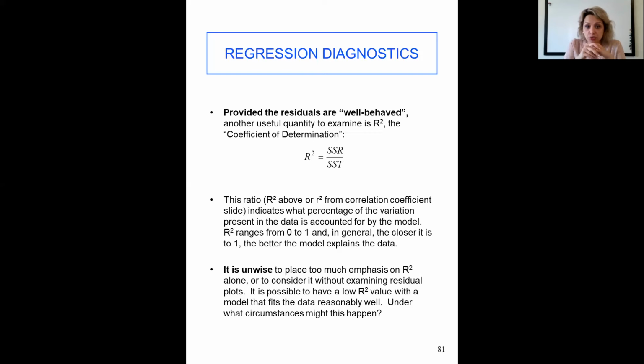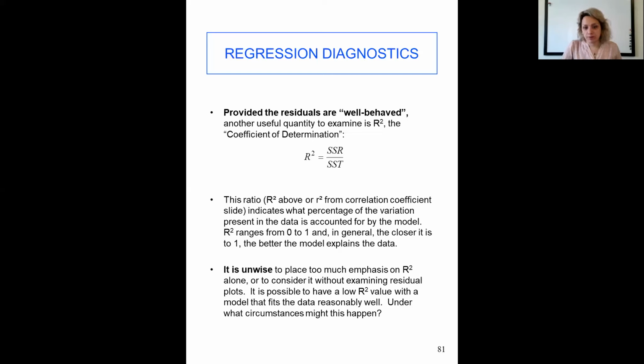Or you can get it from the correlation coefficient as well. For the correlation coefficient, we have another video on that. It's a small r, so you can square it, and it's going to give you the same amount. This ratio indicates what percentage of the variation present in the data is accounted for by the model. Basically, it tells how good the model that you gave me is at representing the amount of variation in the real data.